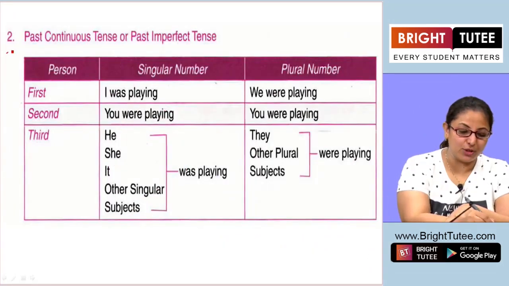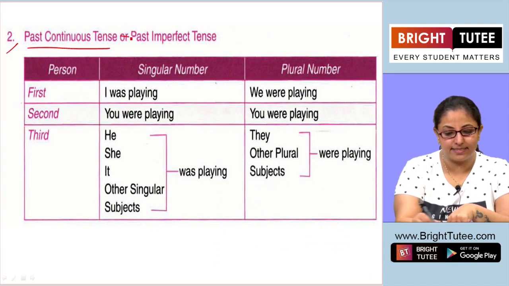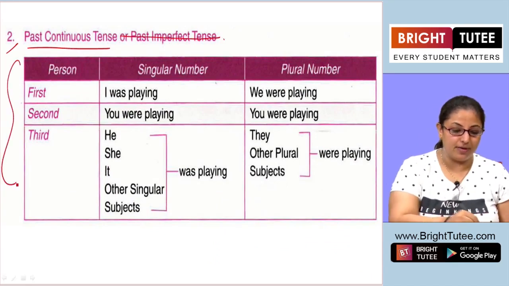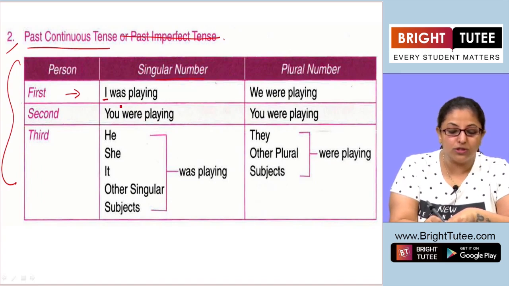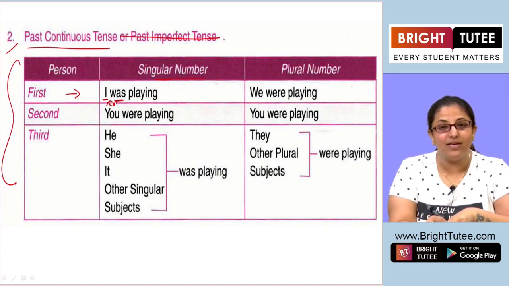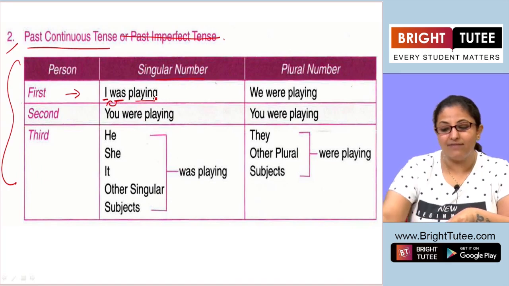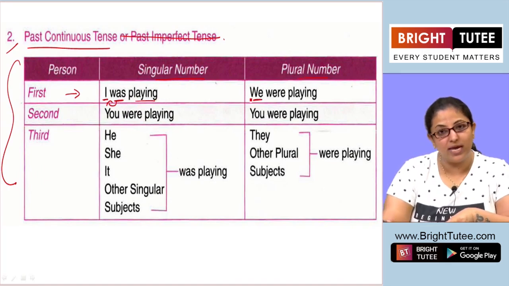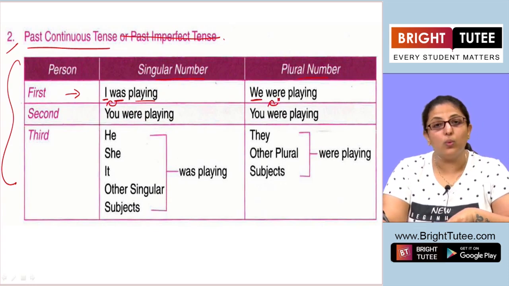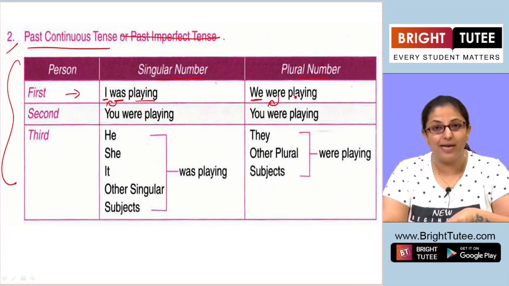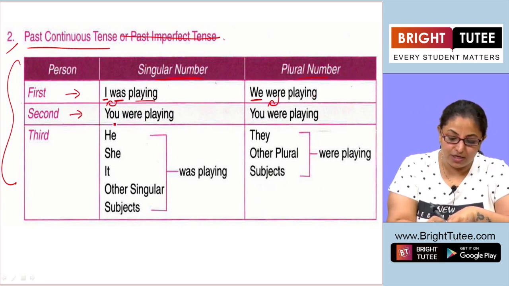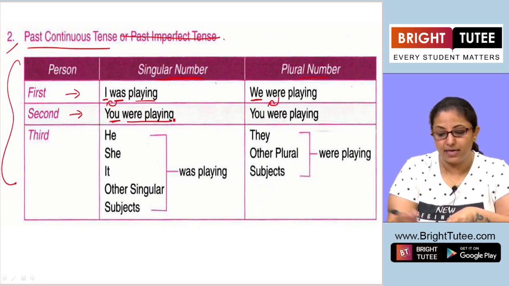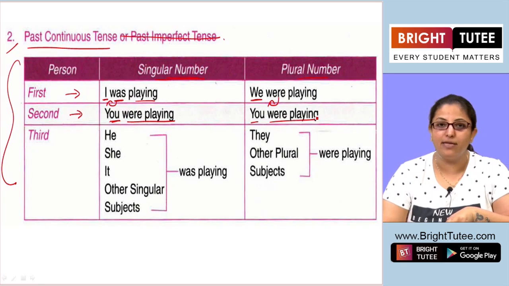So now we will be doing past continuous tense. Now in this table, let's see, for the first person in singular number, when we use I, we use was. With I, we use was playing. And when we come to plural number, with we we use were. We were playing. For the second person, in singular number, you were playing. And it's the same, you were playing in the plural number also.